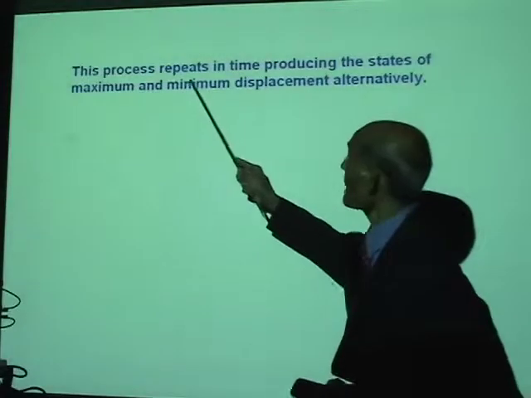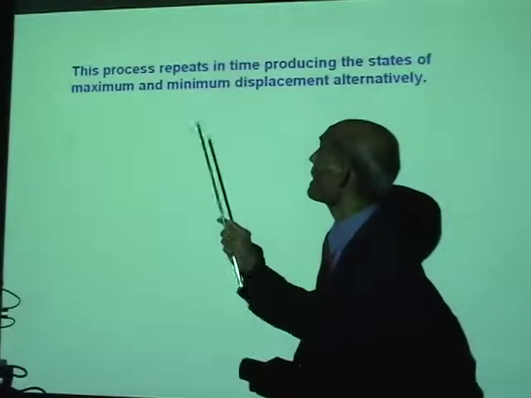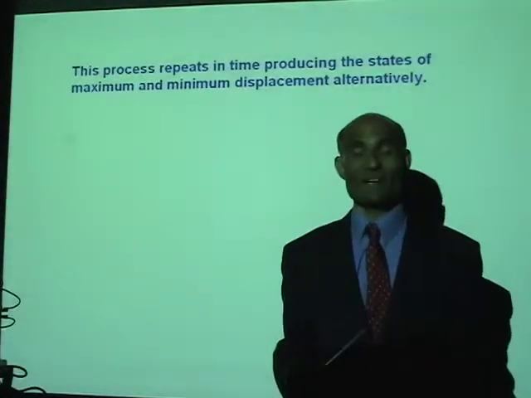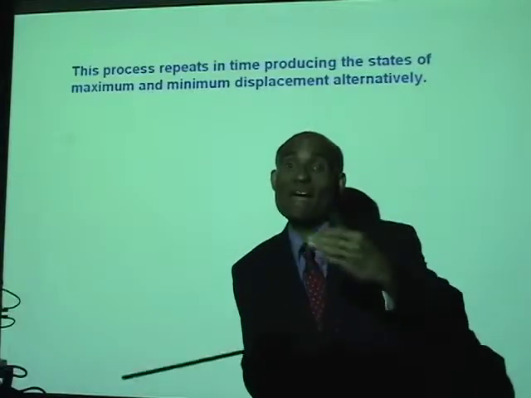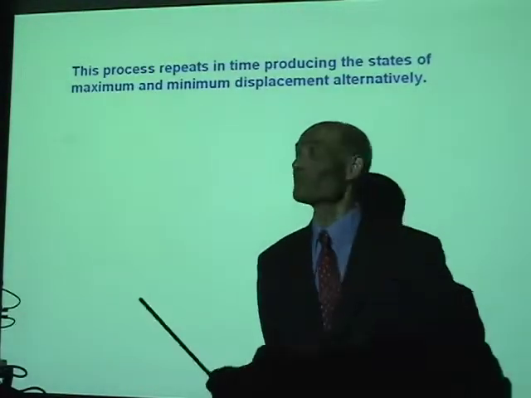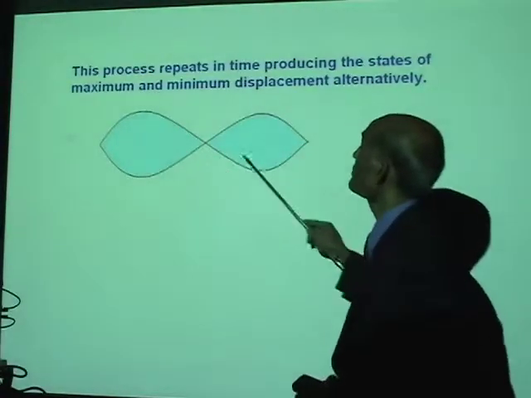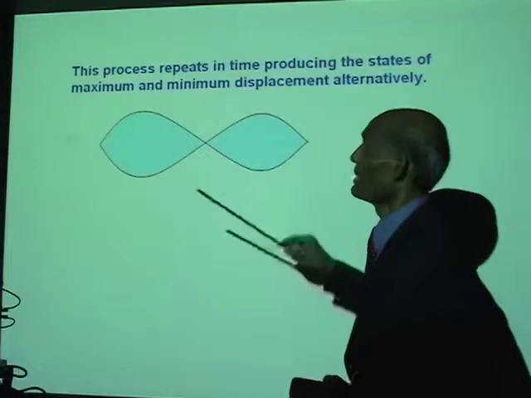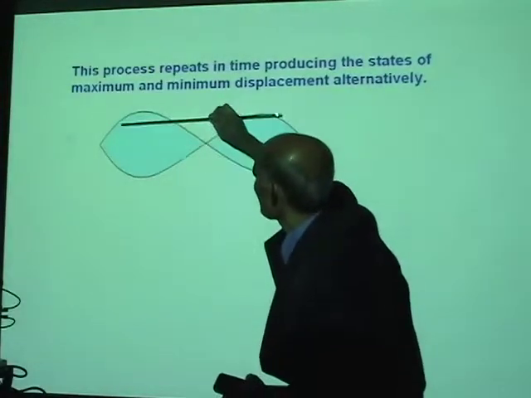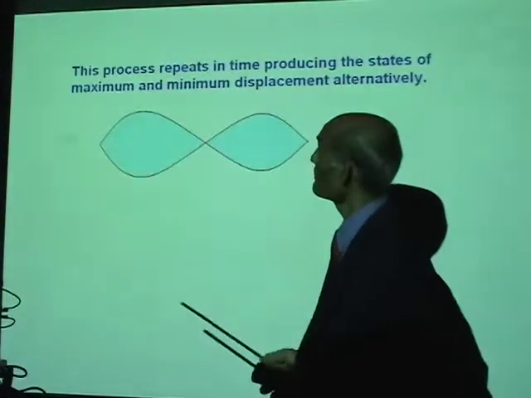Alright, so this process repeats in time, producing the states of maximum and minimum displacements alternatively. And because it happens very fast, we very often see only the maximum displacements. So this is what you actually see. But what actually happens is the string segments will have maximum displacements, minimum displacements, maximum displacements, and so on.